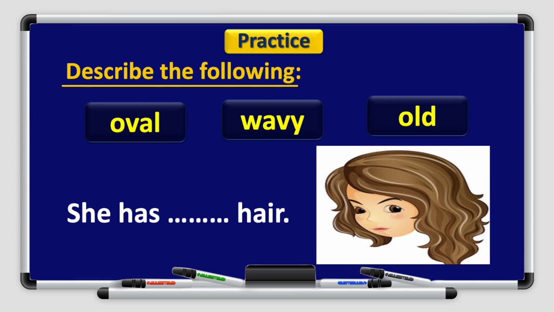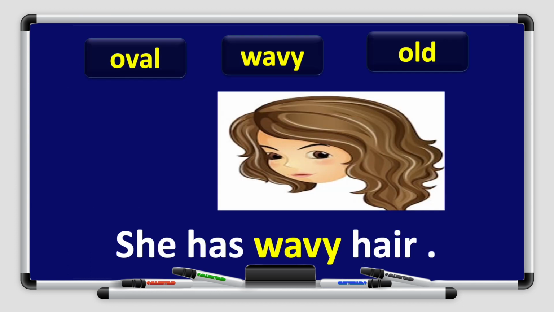Let's read the sentence. She has blank hair. She has oval hair. She has wavy hair. She has old hair. What do you think? Yes, that's right. She has wavy hair.